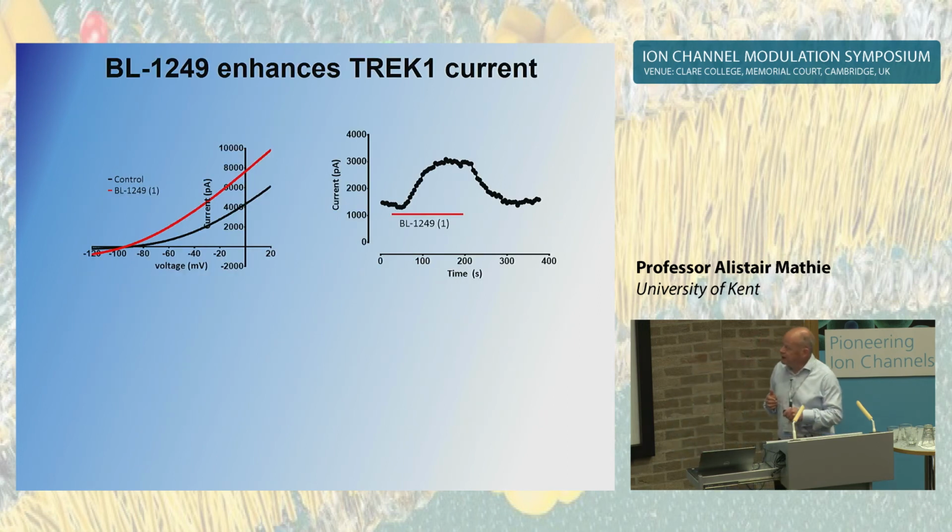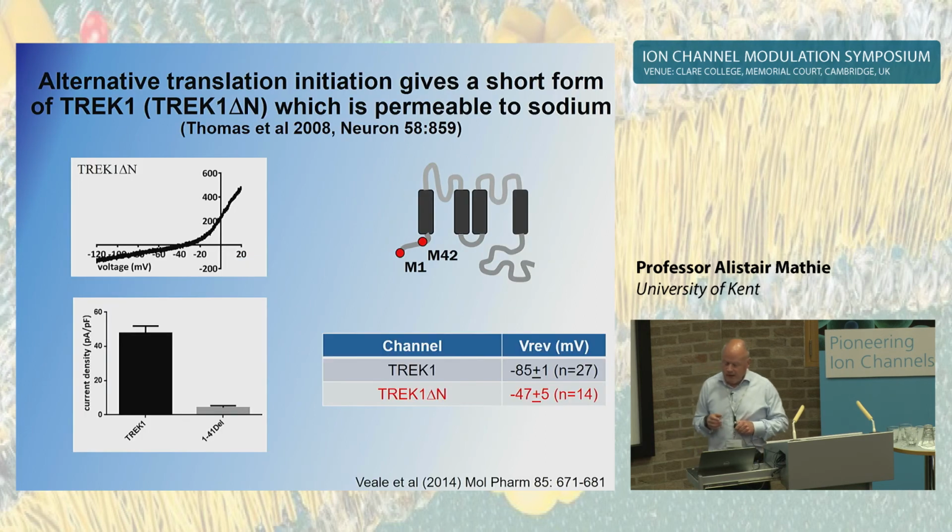And this is TREK, an enhancer that Tony Lewis talked about yesterday in terms of fungal channels, BL1249, which is a good enhancer of TREK currents. This is its effect on wild-type TREK1 current at about a 50% effective concentration. But TREK1 doesn't just exist in one form. A process called alternative translation initiation gives rise to a shorter form of TREK1, starting with this methionine here. So there's a short form and a long form of TREK1 expressed in different places throughout the body.